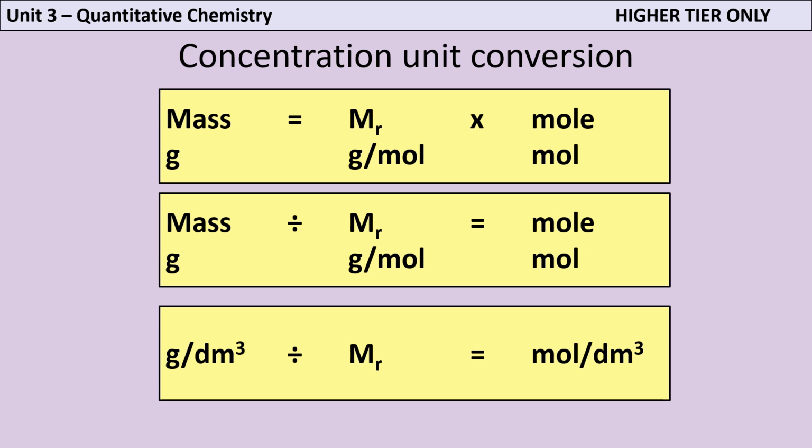Sometimes AQA like to make their titration calculations in particular a little bit harder by adding on a conversion between grams per decimetre cubed and moles per decimetre cubed right near the end. So it's worth remembering that you know how to convert between grams and moles. You're just using mass is Mr times mole. And so the conversion between grams and moles is exactly the same as the conversion between grams per decimetre cubed and moles per decimetre cubed. They're both per decimetre cubed, so you can just ignore that bit. And so you can use relative formula mass really easily to convert between these two sets of units.